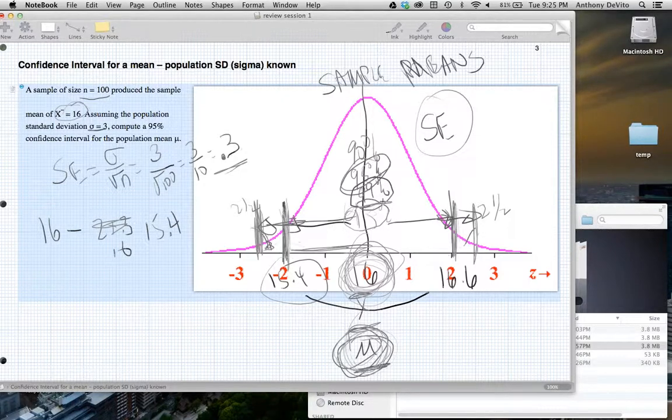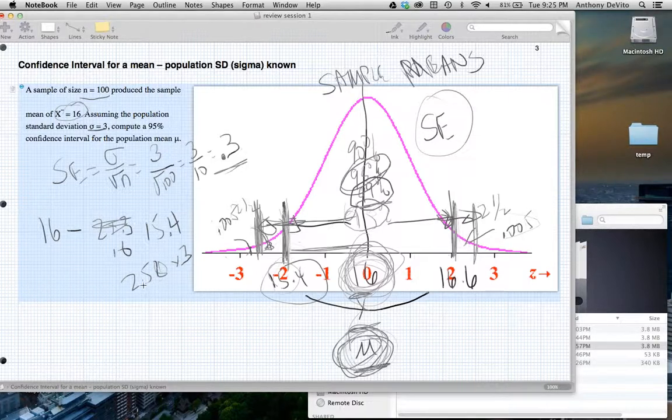For a 99% confidence interval, this area has to be half of 1%, and this area has to be half of 1%, right? Because only 1% can be outside of that range. So that's not an even number. It's actually, I believe, 2.58 standard deviations away from the mean. So I take that 2.58, multiply it by 0.3, and I would say, well, gee, I'm going to use 2.5 for the moment, just to make things simpler.